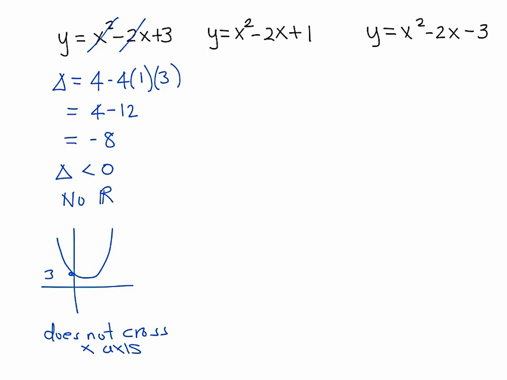For the second problem, we have y is equal to x squared minus 2x plus 1. The discriminant in this case is equal to b squared, again 4, minus 4ac. So that's just 1. So we know that the discriminant is equal to 0. When the discriminant is equal to 0, we know it has a repeated root.